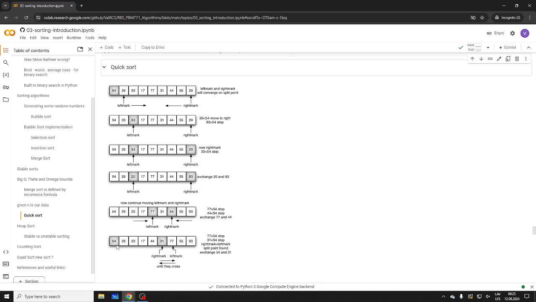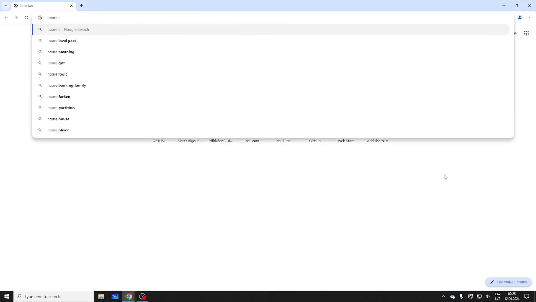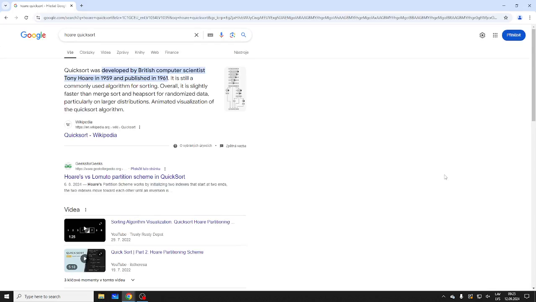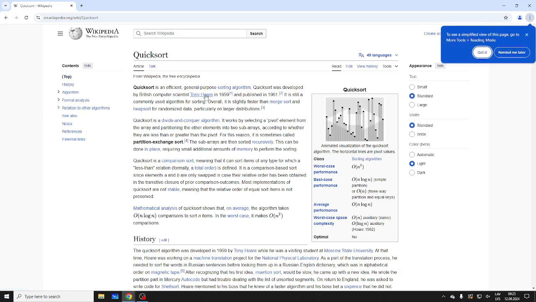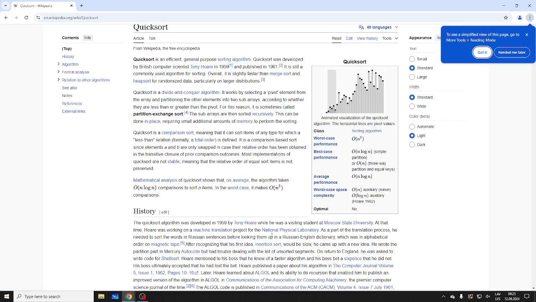This was invented by Tony Hoare, not Timothy but Tony, in 1959. It's slightly faster than merge sort on larger data. It's a divide and conquer algorithm, and it turns out he developed it while he was a student at Moscow State University.